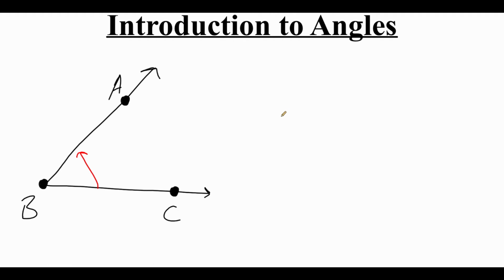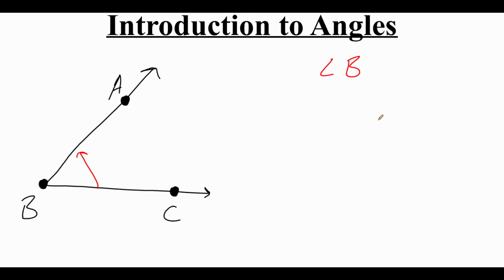Now, if you've only got one angle in your picture that you're dealing with, then it's okay to name your angle by using the point at the vertex. So as we take a look at this angle, point B is the vertex of this angle, so we could call this angle B.